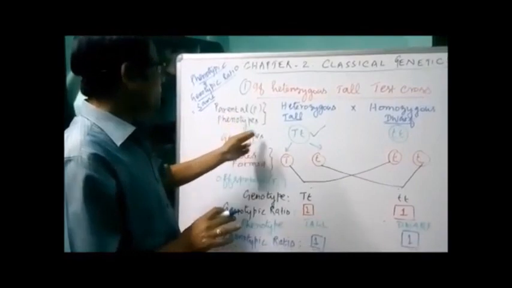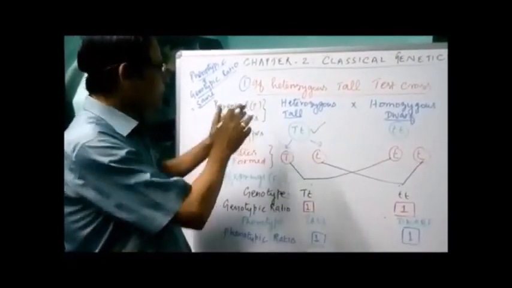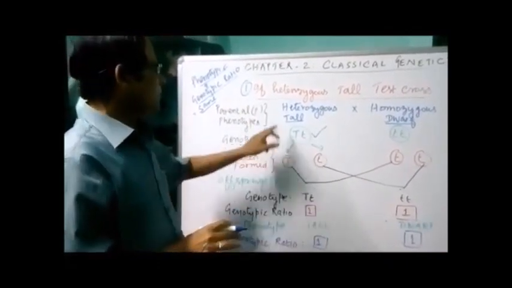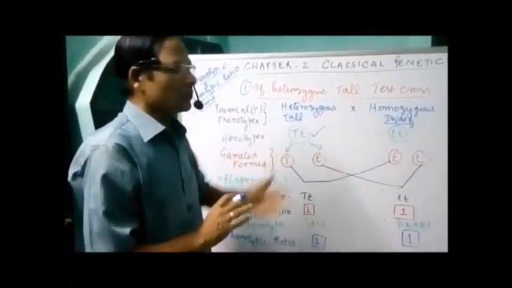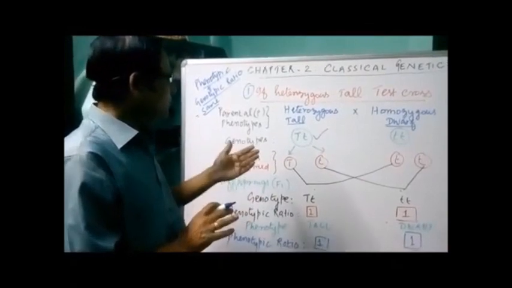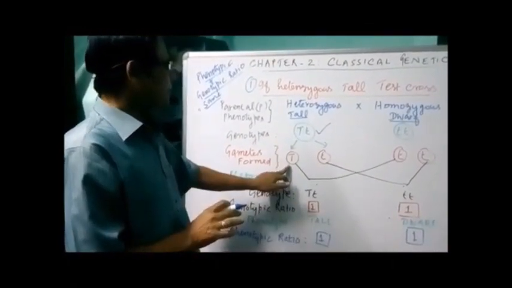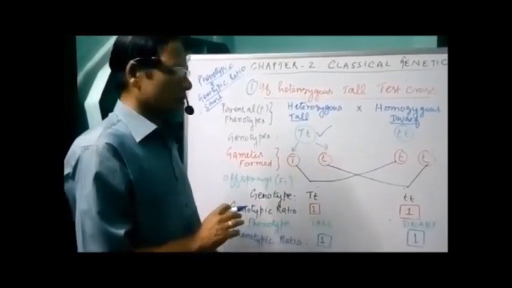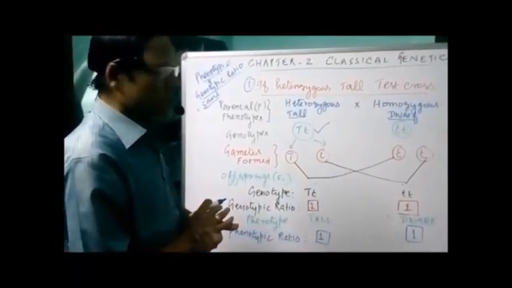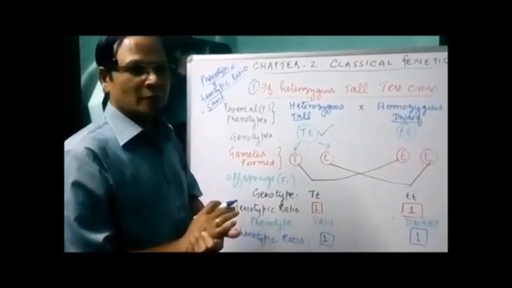Now we see the possible parental phenotypes: heterozygous tall and homozygous dwarf. This heterozygous tall produces two different types of gametes, 50% with a capital T and 50% with a small t, that is, the dominant allele and the recessive allele. Whereas the recessive parent produces only one type of gamete, with the recessive allele.